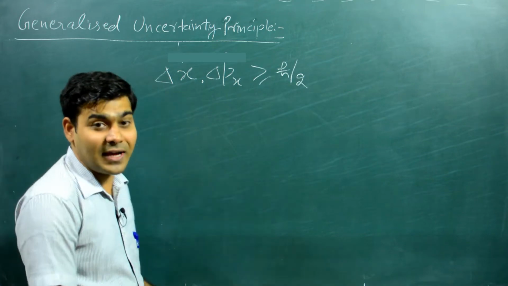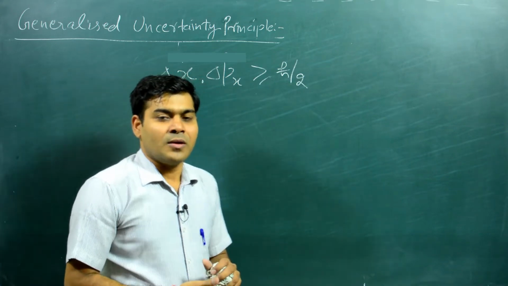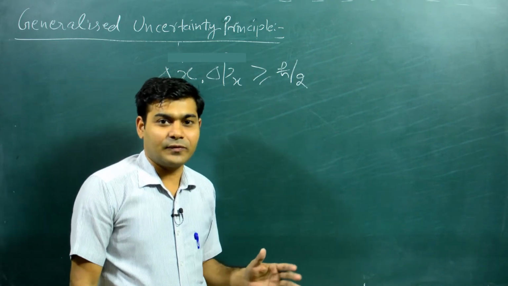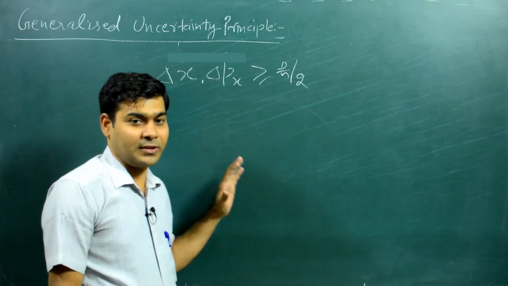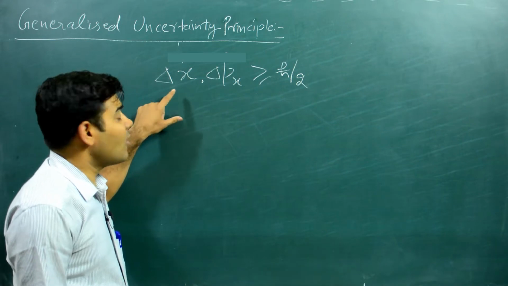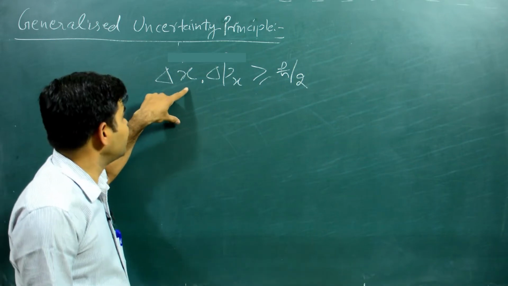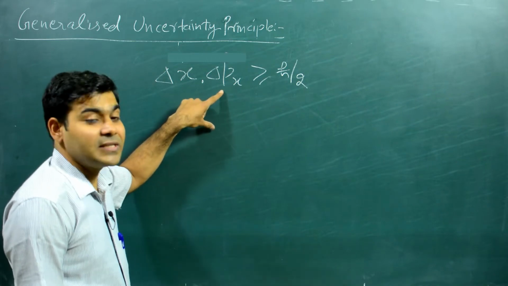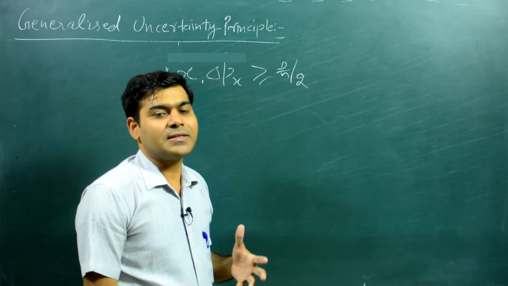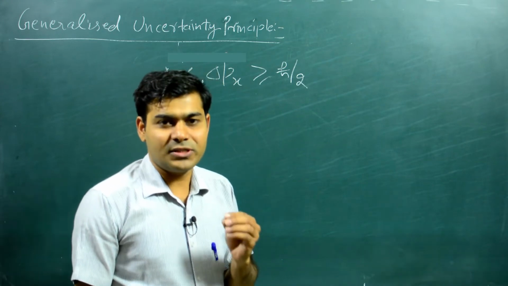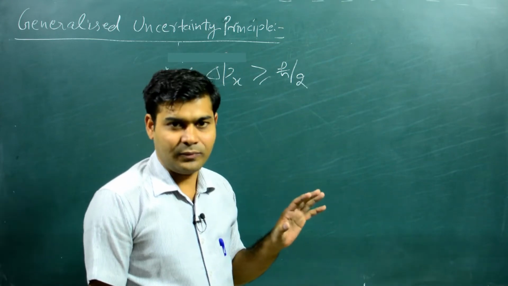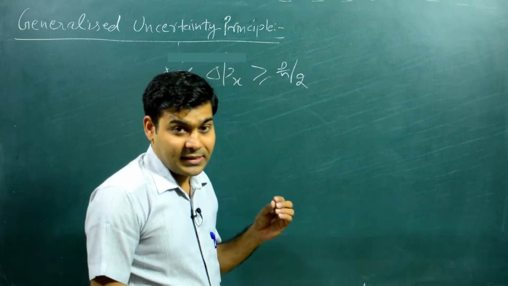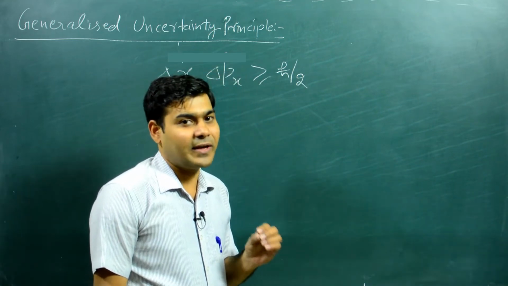This is known as the Heisenberg uncertainty principle, which simply tells us that for microscopic objects, for the quantum mechanical treatment of objects, you cannot measure the position and the linear momentum with infinite accuracy at the same time. That is, it is difficult to measure both position and momentum of a moving particle with infinite accuracy simultaneously. So the word simultaneously, or at the same instant of time, is a very important one.